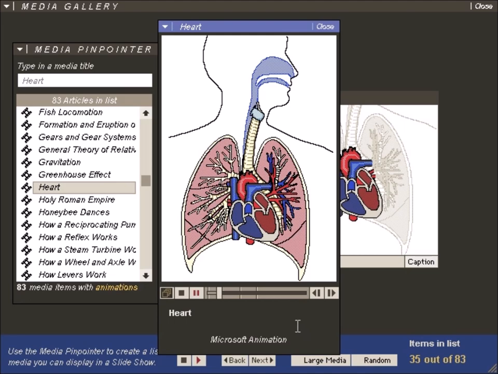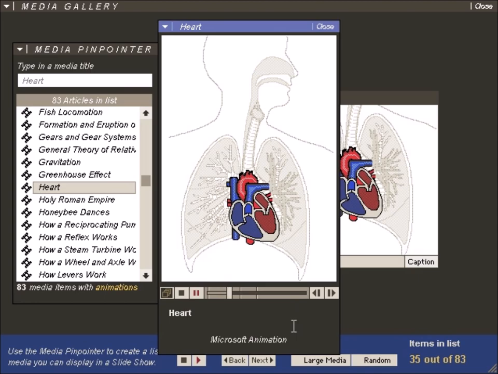The heart is a muscular organ that pumps blood to all parts of the body. It can be divided into two cavities. Two pumps work simultaneously.